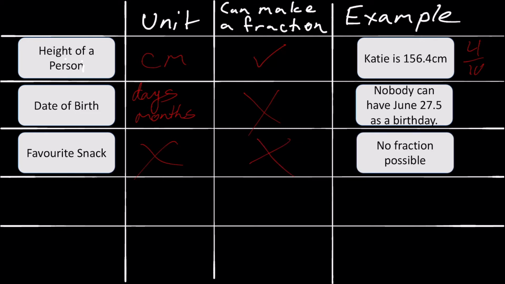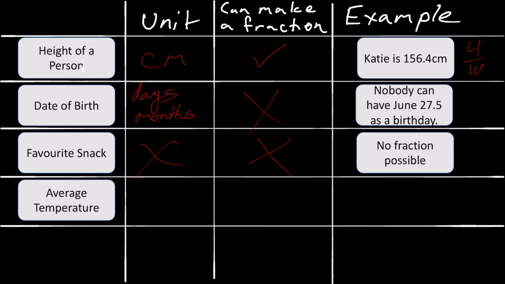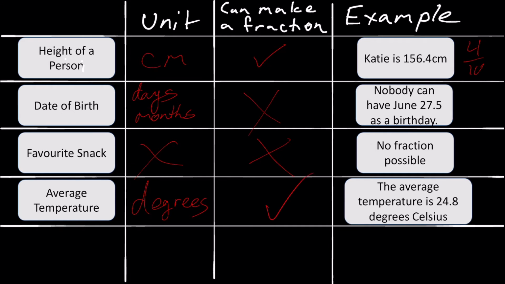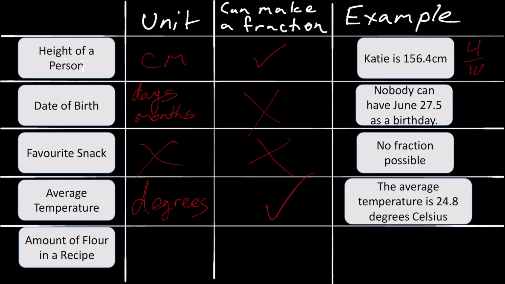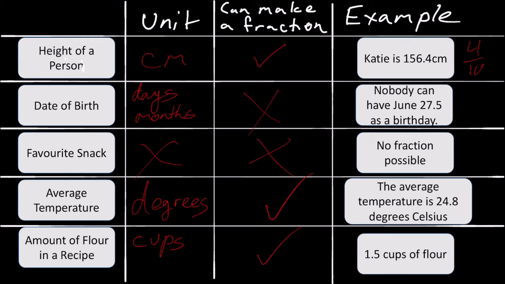There's no possible way. The average temperature in a place. That's going to be measured in degrees. We can take degrees Celsius, Fahrenheit, Kelvin, depending on whatever it is that we're measuring. And we definitely can take a fraction of that, because the average temperature is 24.8 degrees Celsius. The amount of flour in a recipe, absolutely. I can measure something in cups, teaspoons, tablespoons, right? And I can definitely take a fraction, because sometimes a recipe calls for 1.5 cups of flour.